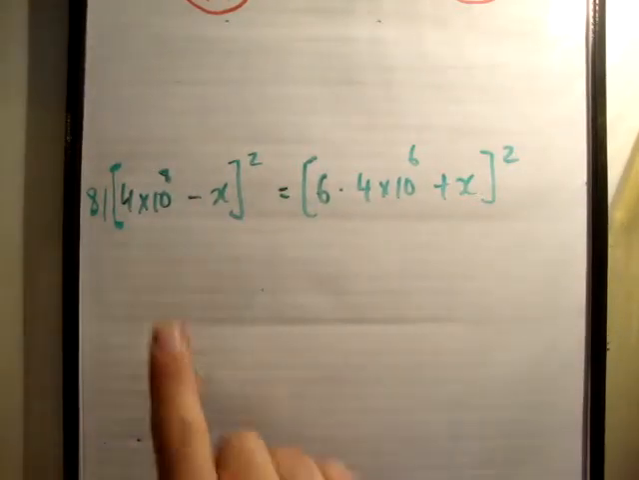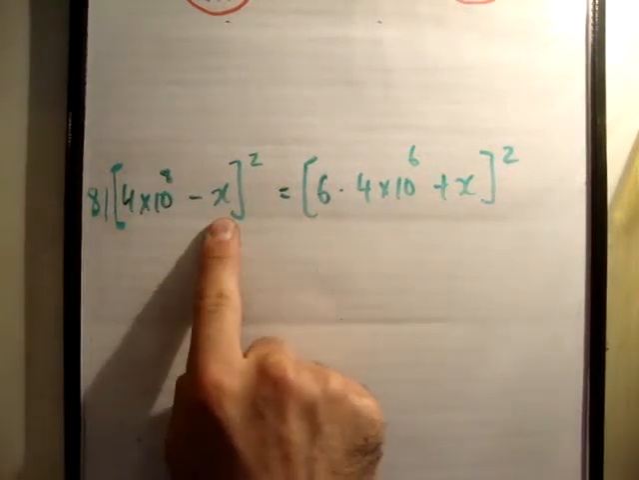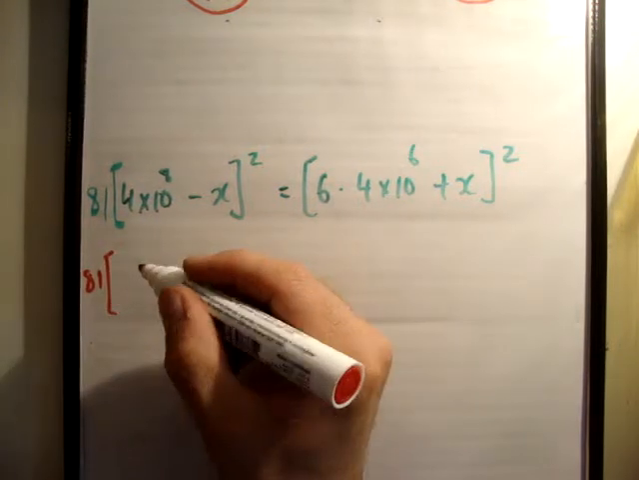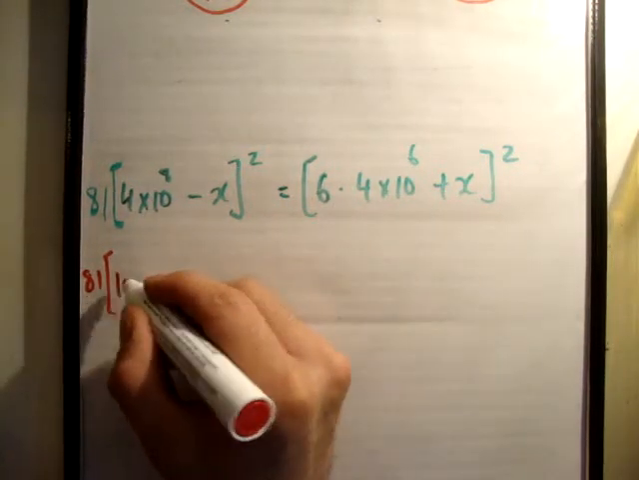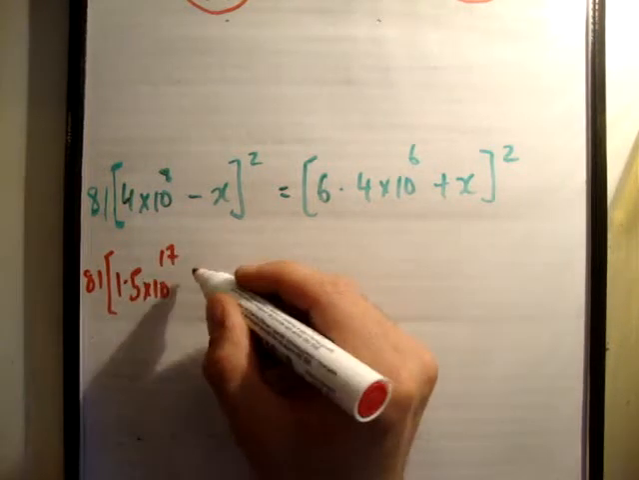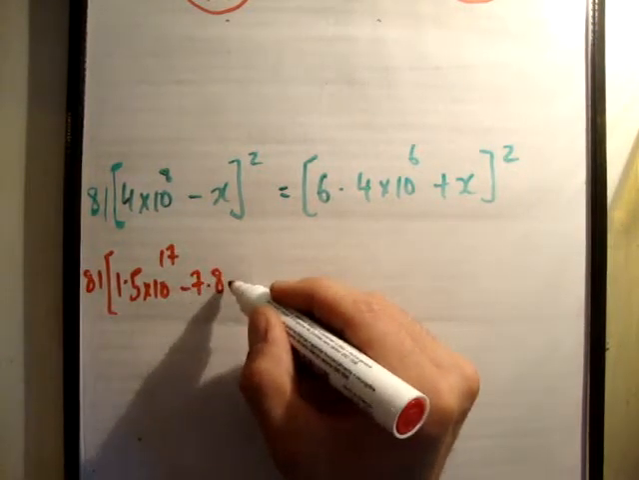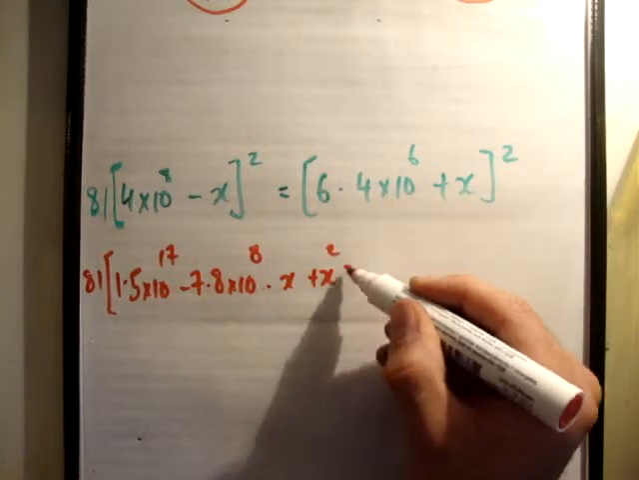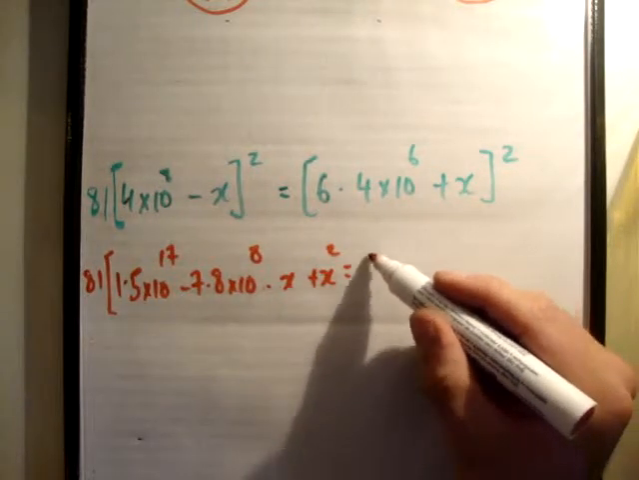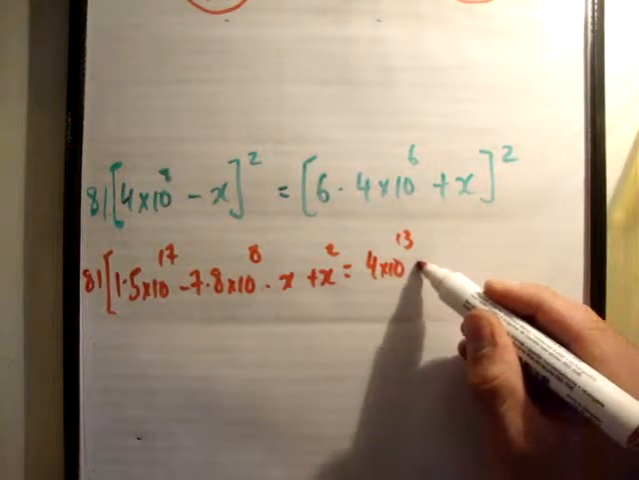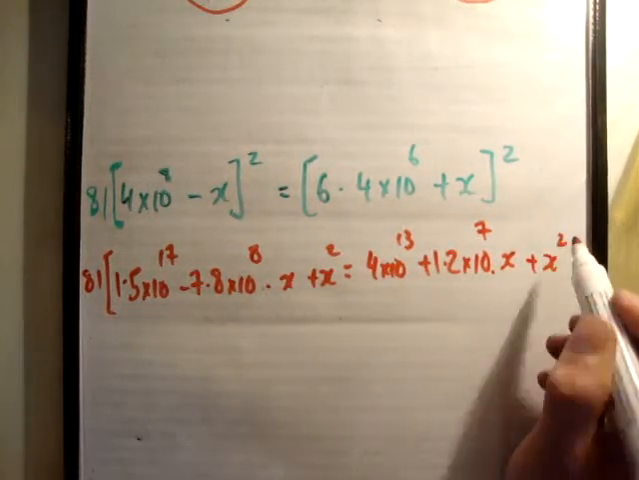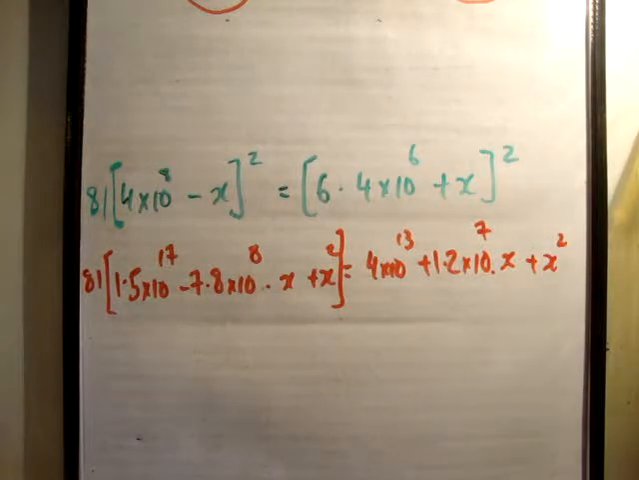Now let's square this out. Remember, you square the first, square the second, and multiply twice the first by the second. So let's see what we get when we do that. We're going to get 81 on the outside times 1.5 times 10 to the 17 minus 7.8 times 10 to the 8 times x plus x squared, is equal to 4 times 10 to the 13 plus 1.2 times 10 to the 7 times x plus x squared. And I forgot to close off that bracket there.